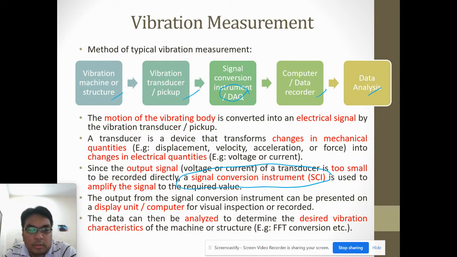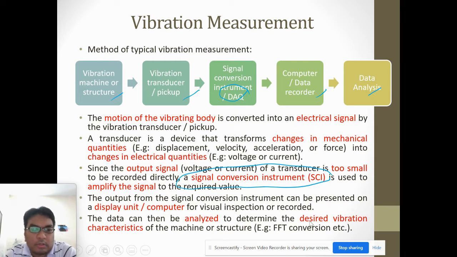The output from the signal conversion instrumentation can be presented on a display unit or computer for visual inspection, or recorded. For example, if you have experience using MATLAB Simulink or LabVIEW, you have a front panel to view the data.